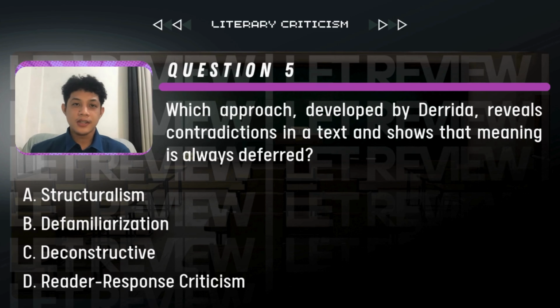Okay, next question, question number 5. Which approach developed by Derrida reveals contradictions in a text and shows that meaning is always deferred? It is A, structuralism, B, defamiliarization, C, deconstructive, and D, reader response criticism. Alright, future LPTs, I'll give you another 10 seconds to choose the correct and the best answer for this question.